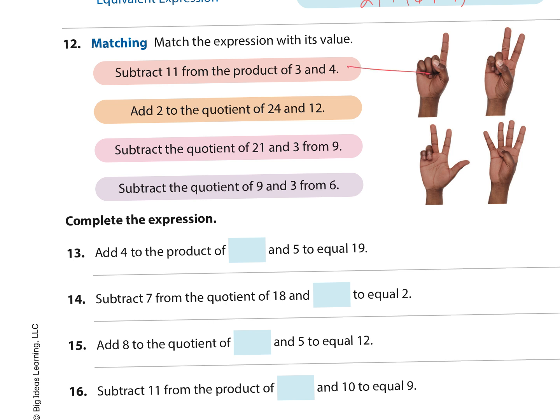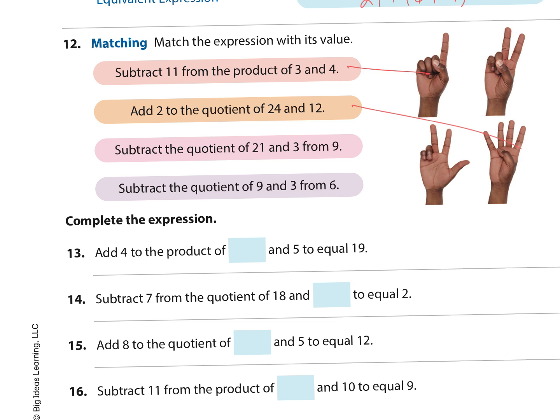Okay, add 2 to the quotient. What is quotient? The answer to division. Okay, good. Of 24 and 12. So 24 divided by 12 is 2. If I add 2 to that, what's my answer? 4. Good. Subtract the quotient of 21 and 3, which is what?